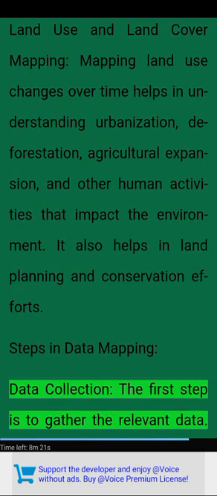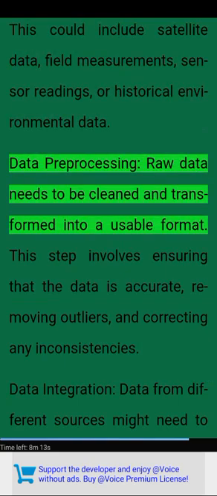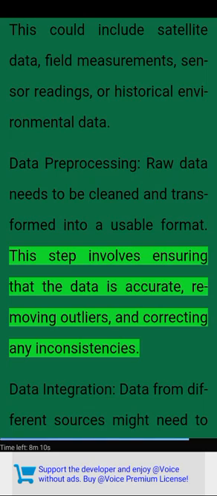Steps in data mapping. Data collection. The first step is to gather the relevant data. This could include satellite data, field measurements, sensor readings, or historical environmental data. Data preprocessing. Raw data needs to be cleaned and transformed into a usable format. This step involves ensuring that the data is accurate, removing outliers, and correcting any inconsistencies.